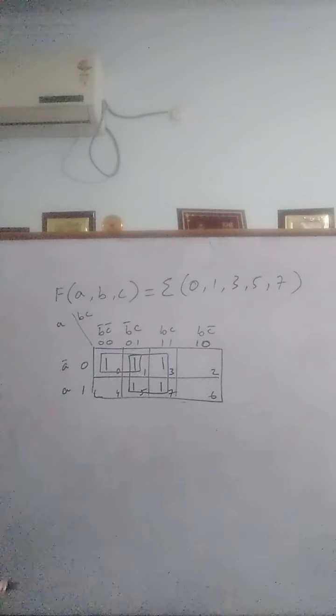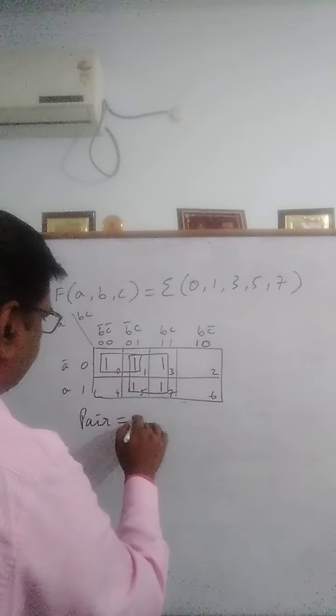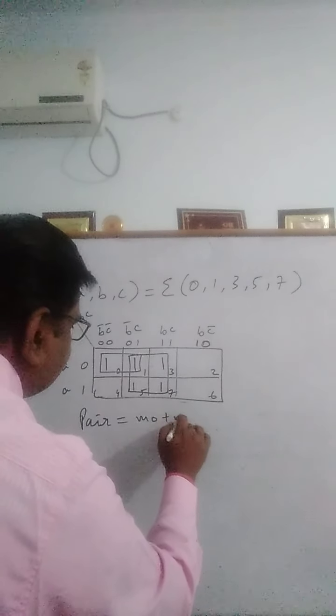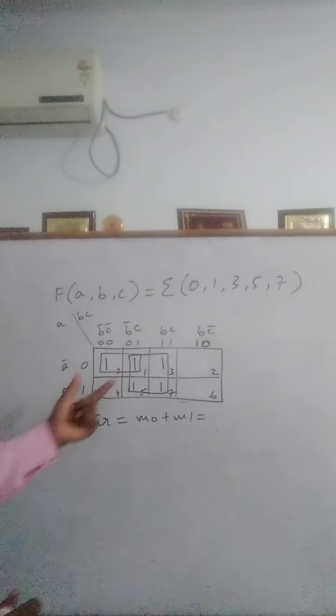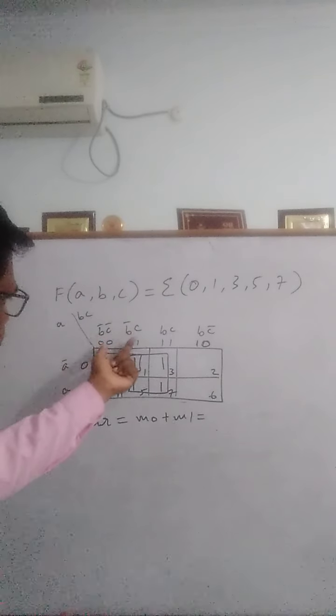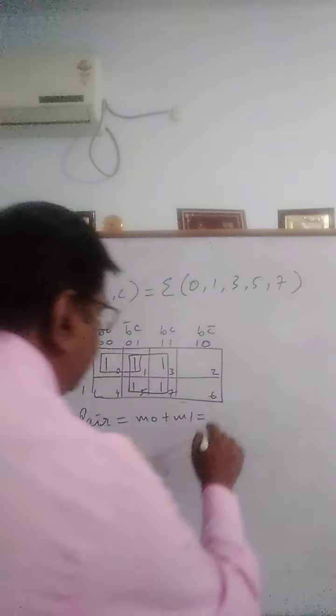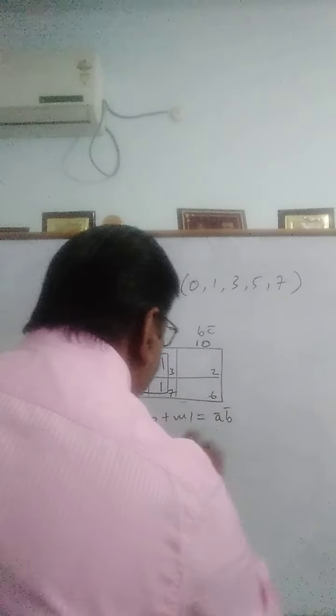Now, for the solution, you have to write. You have taken the first as a pair. Let's say you are taking M0 plus M1. Again in this group, A bar is not changing. From the top, B bar is not changing. C bar becomes C, that means C is a change. Therefore, the value will be A bar B bar.